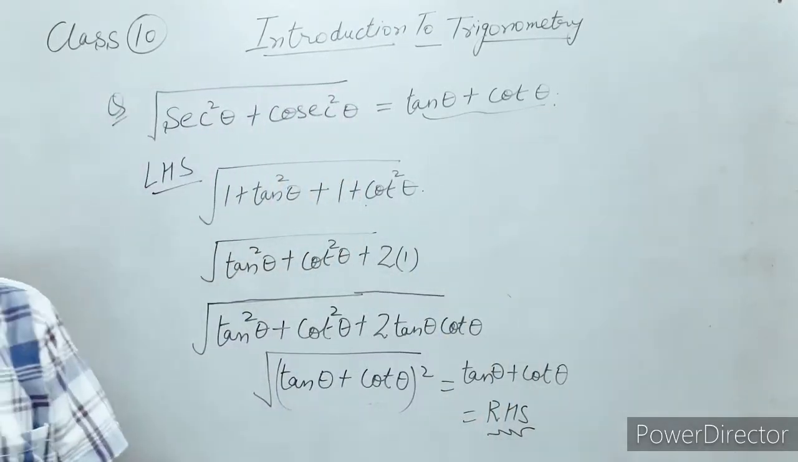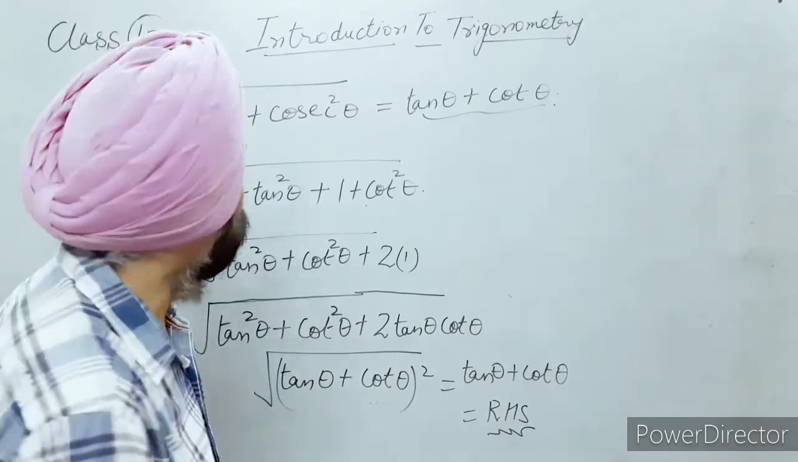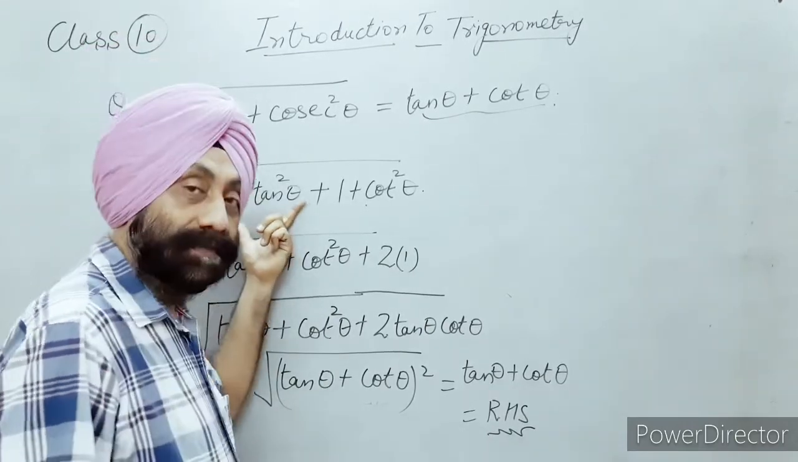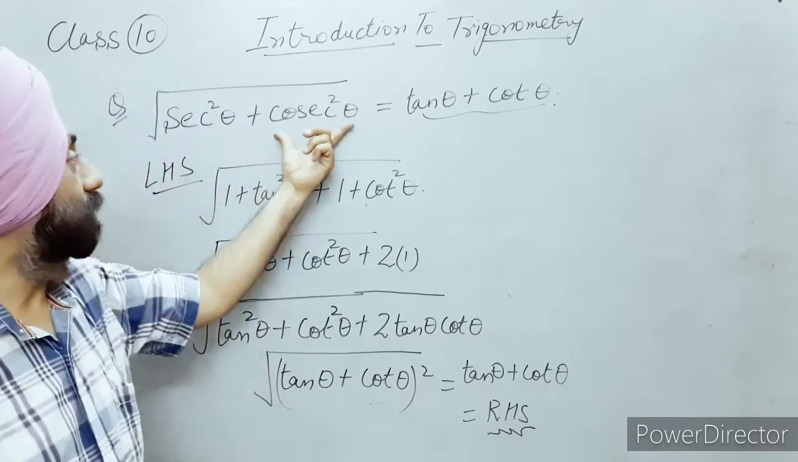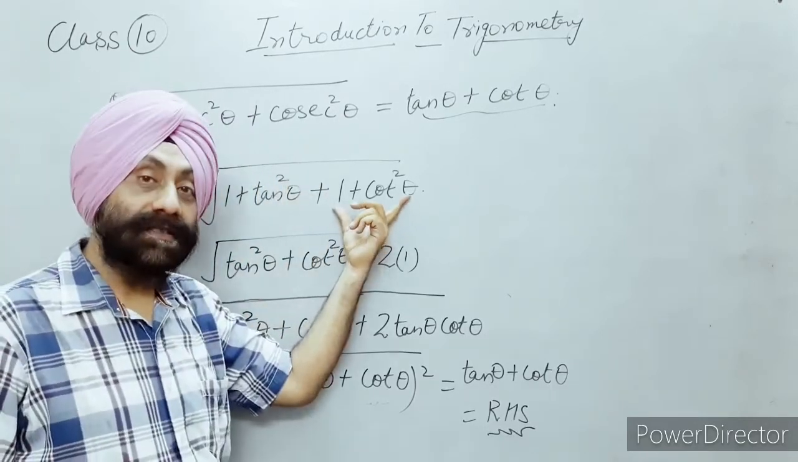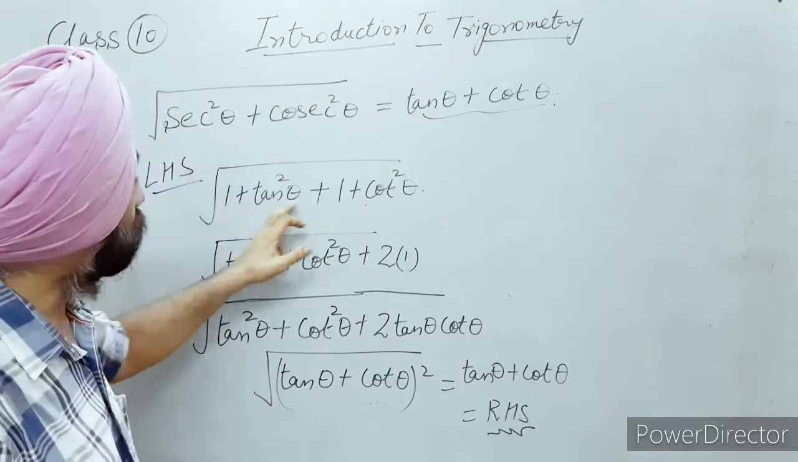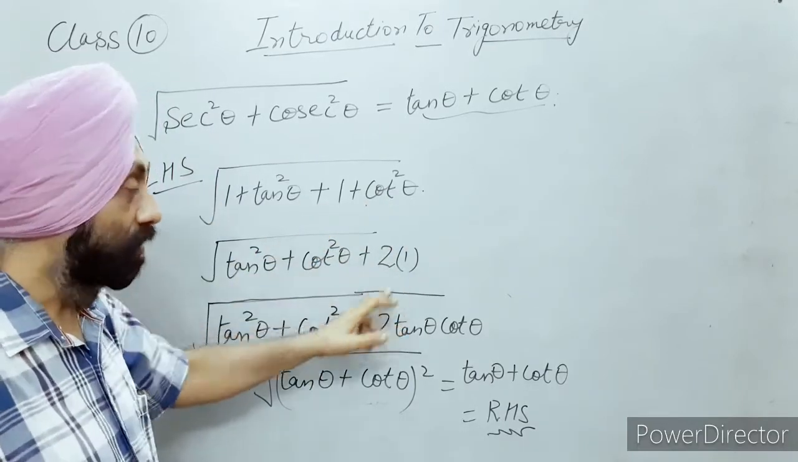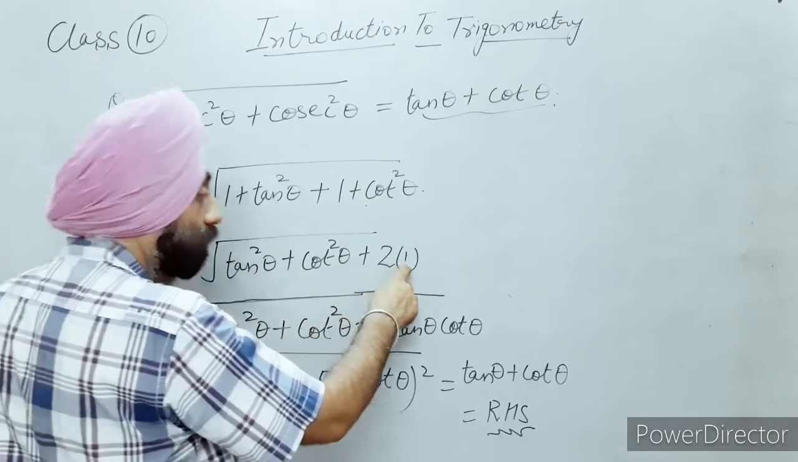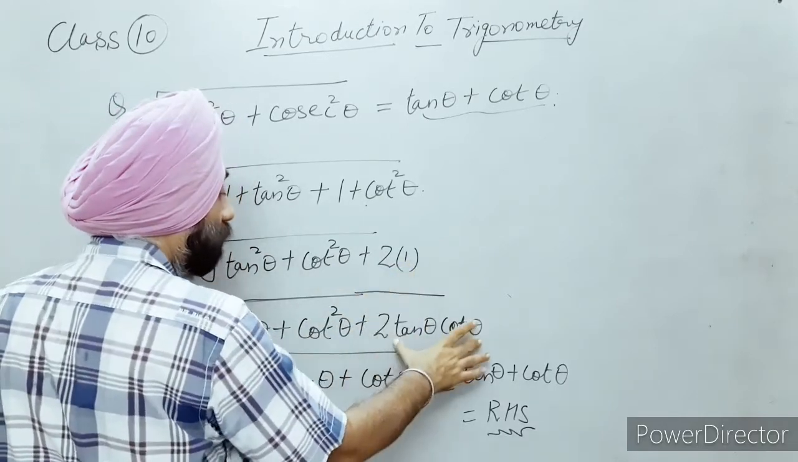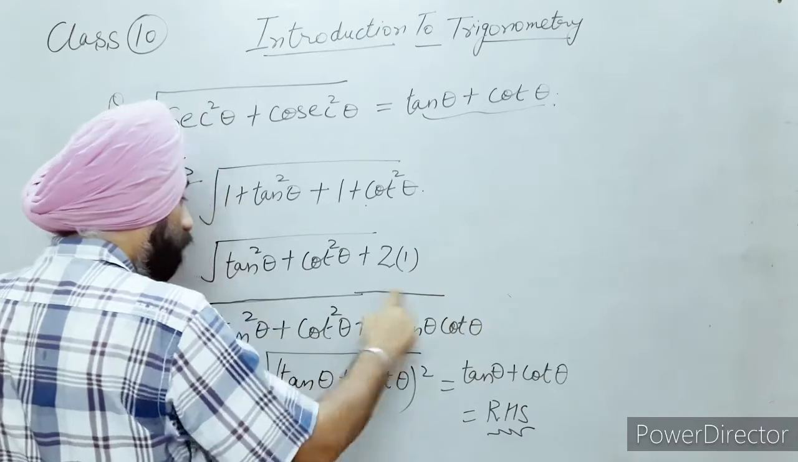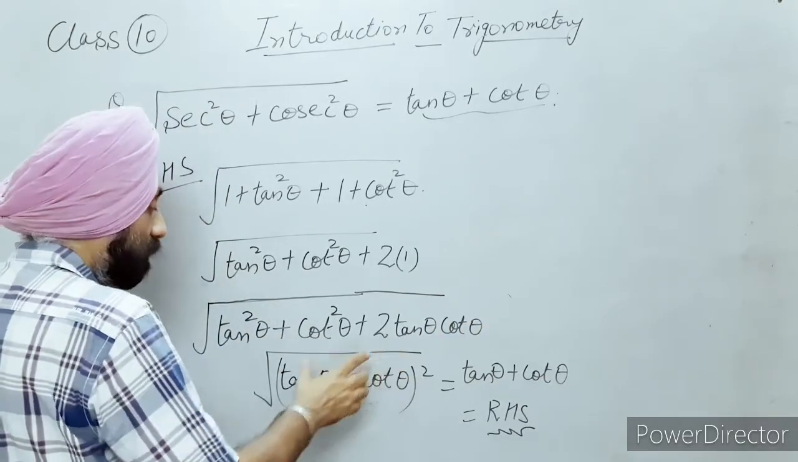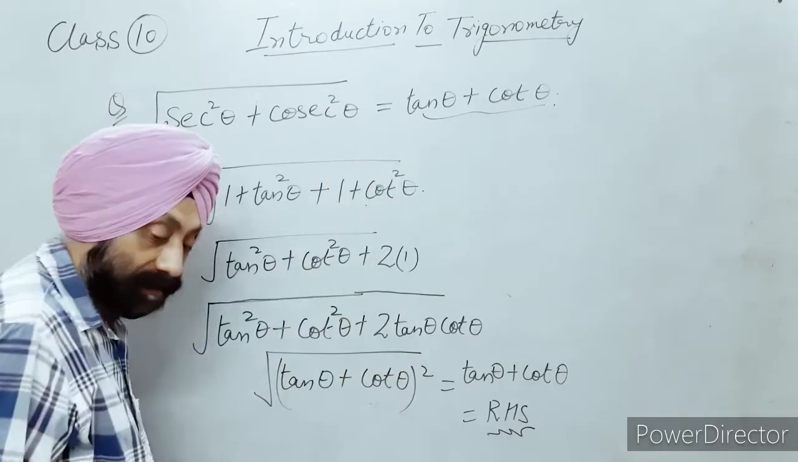Tan theta plus cot theta was required on the right hand side. We proceeded, we used secant square theta equals 1 plus tan square theta, and cosecant square theta as 1 plus cot square theta. Then tan square plus cot square as it is, 1 plus 1 as 2. So 2 into 1 I wrote. 1 can be written as tan into cot. This becomes a perfect square, and the square and under root cancel. I am left with your right hand side.